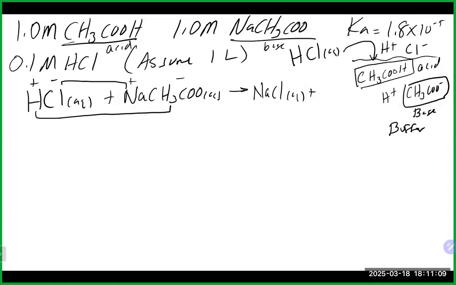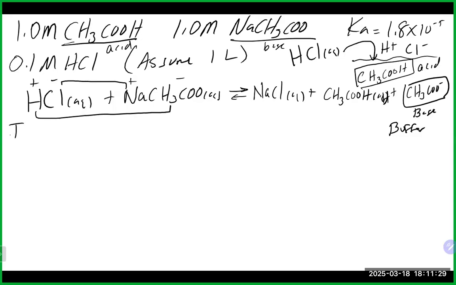All right, so obviously here we will make acetic acid, which is part of our buffer to begin with. What we want to see in this particular case is what's going to happen to our buffer when we add this HCl to it.